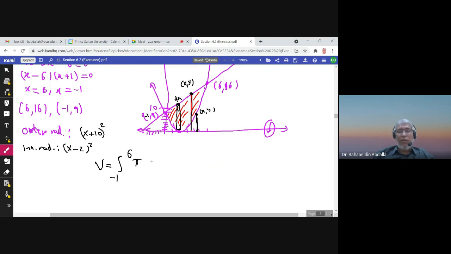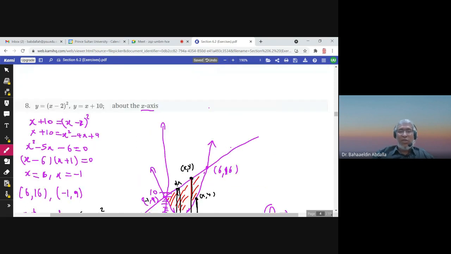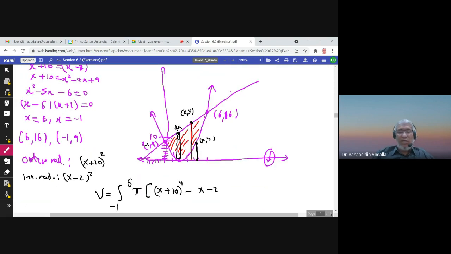Pi times outer radius (x plus 10) raised to the power 2, minus (x minus 2) squared, raised to the power 2, so it would be to the power 4, dx. Well, y equals x plus 10, so the outer radius is just x plus 10. There is no square here, because it is just the equation of the line, y equals x plus 10. But here it's y equals (x minus 2) squared. So when we square it, we will have 2 here and 4 here, because this is the inner radius, dx.